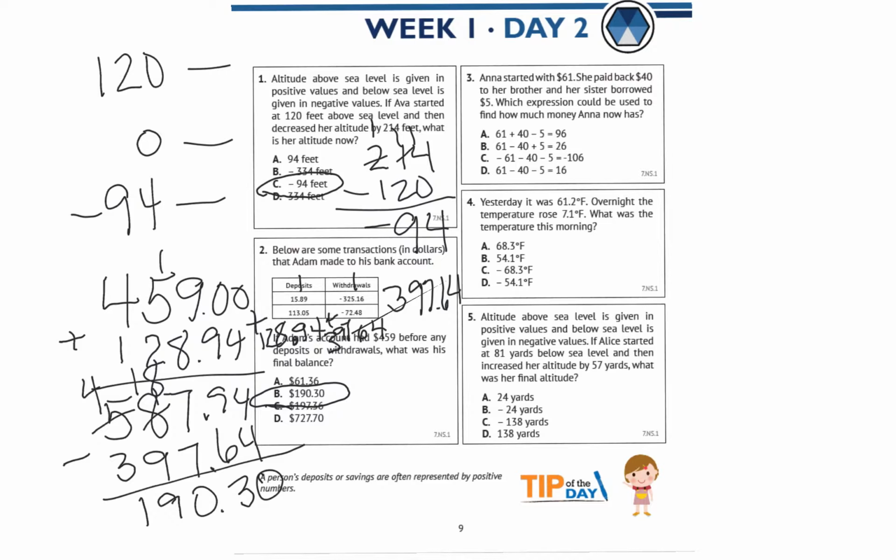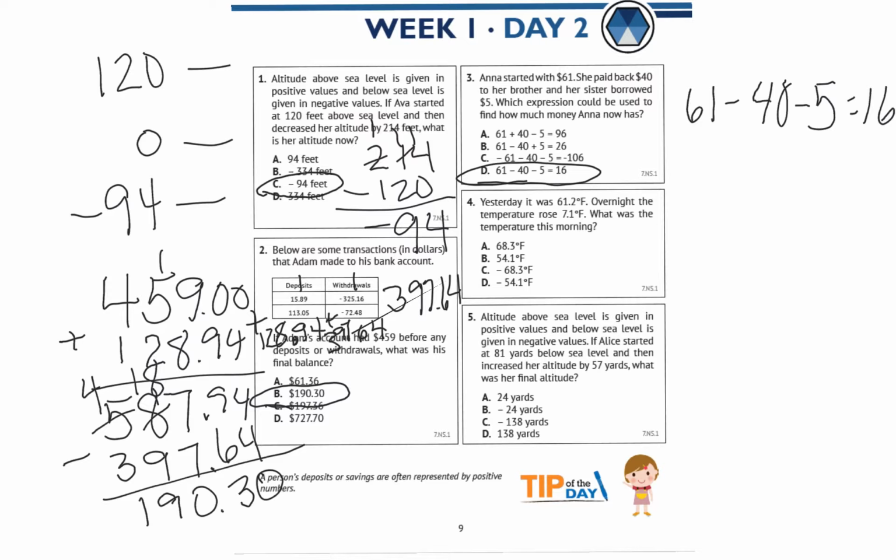All right, number 3. Anna started with $61. She paid back $40 to her brother, and her sister borrowed $5. Which expression can be used to find out how much money Anna has now? So she's going to start with $61, and she paid back $40. And then she's also going to give someone $5. So the only equation that looks like that is D. And that's our answer.